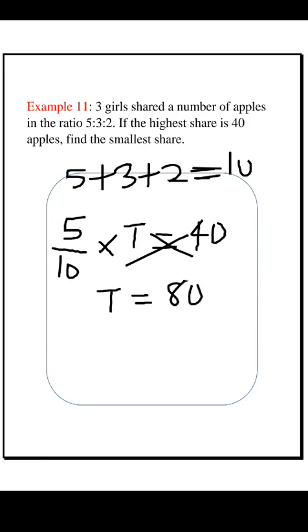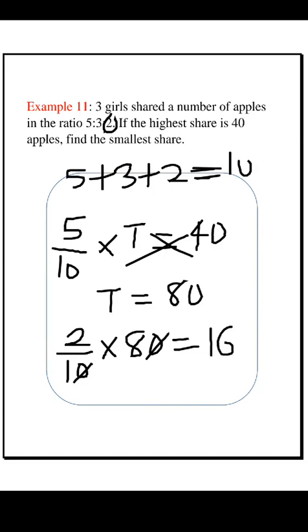They said find the smallest share. Now, I need to find the smallest share, which is very easy. I already know the total. So what is the smallest number? 2 there. That will be 2 over the total ratio, which is 10. The fraction of these 2 in this ratio is 2 over 10. Multiply by the total apples, that's 80. So what do we have? The smallest share is going to be 16. So take note.